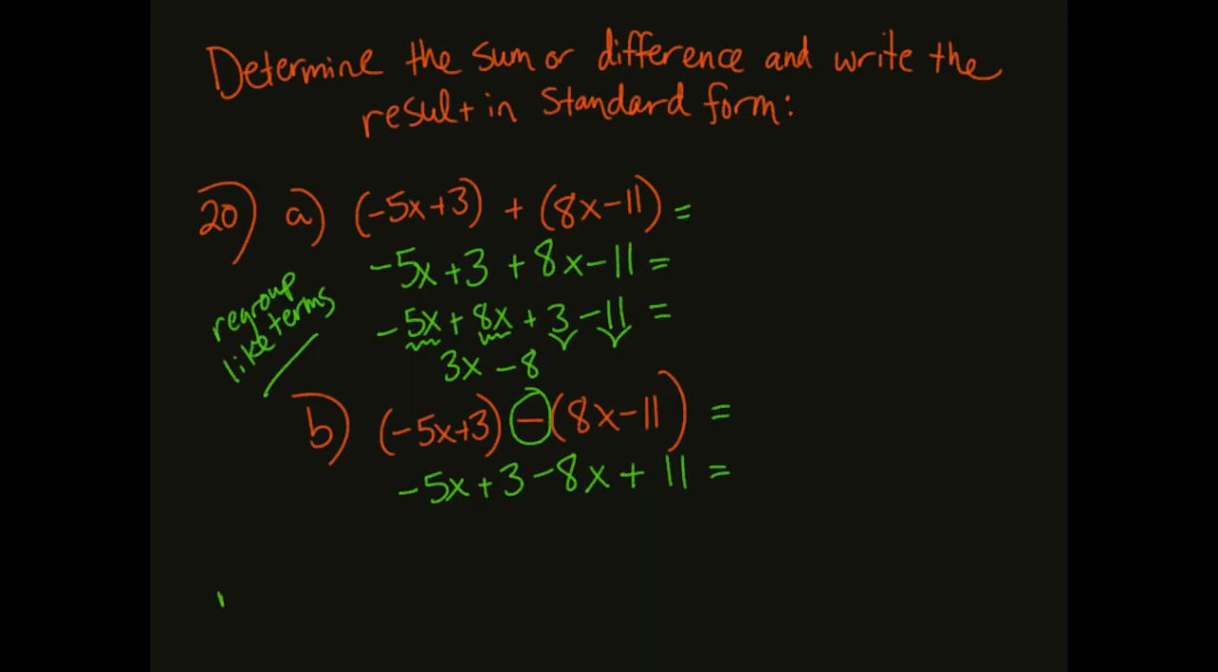Okay, I'm going to regroup. So negative 5x minus 8x plus 3 plus 11. So you can do your symbols. Negative 5x minus 8x is negative 13x. And then 3 and 11 is plus 14.